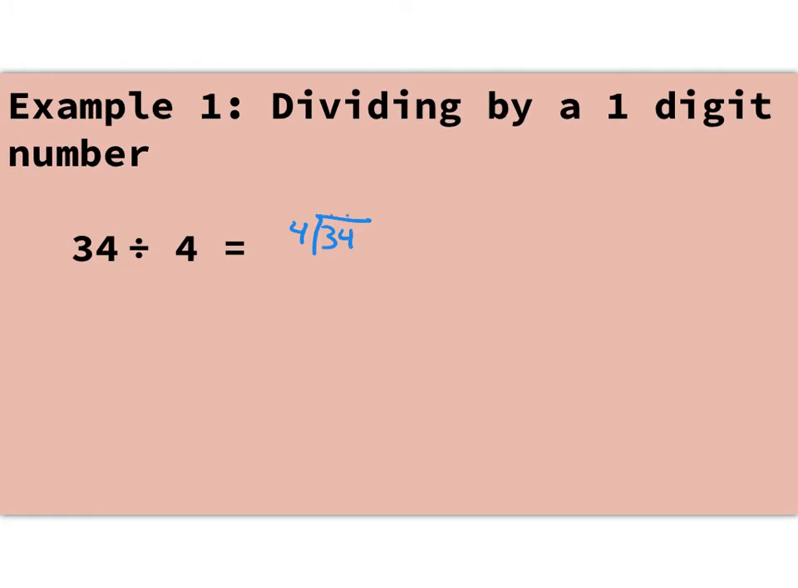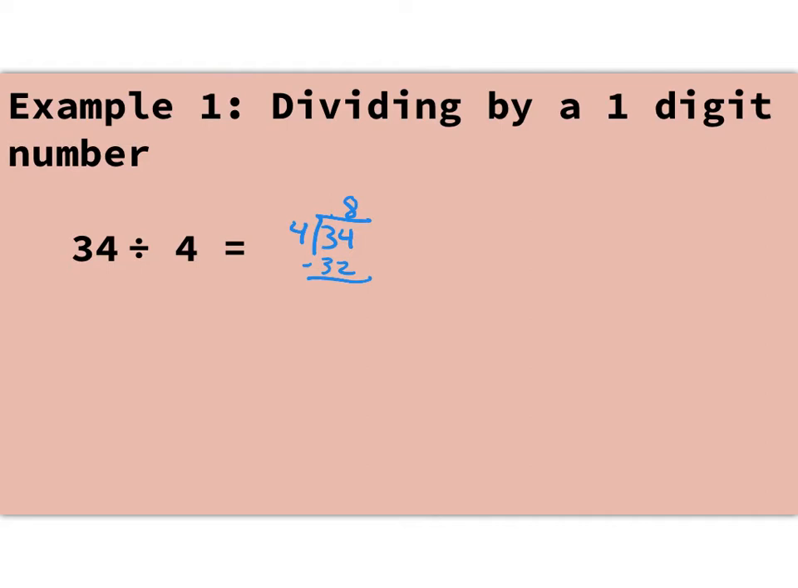Well, how many times does 4 go into 34? And now what you have to do is count. 1 times 4 is 4. 2 times 4 is 8. 3 times 4, 4 times 4, and so on and so forth. And then we get to 32 on our multiplication chart, and we see that 8 times 4 is 32. We have a number smaller than 4.